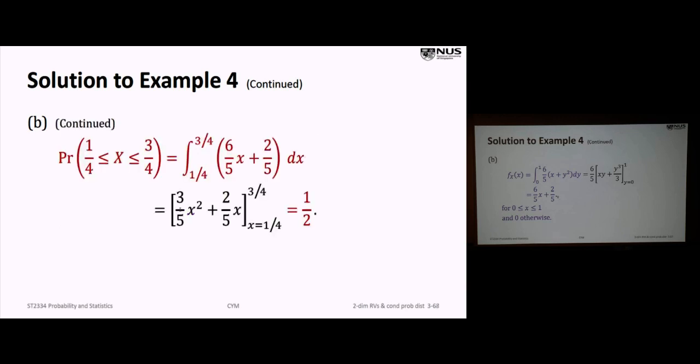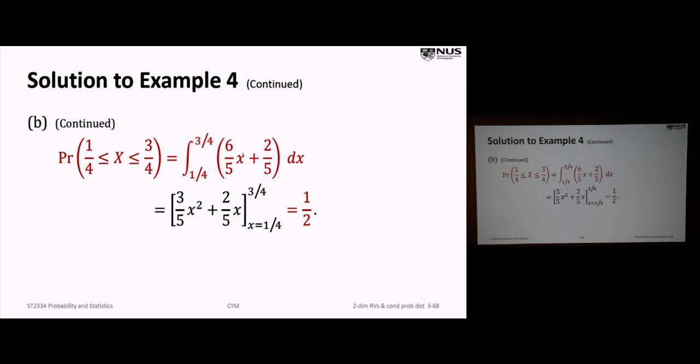Okay, now what do I want to do? I want to compute the probability that x lies in the interval between 1 quarter and 3 quarters. That amounts to another integral. I'm just computing the integral between 1 over 4 and 3 over 4 of the marginal PDF of x. And so that's straightforward.